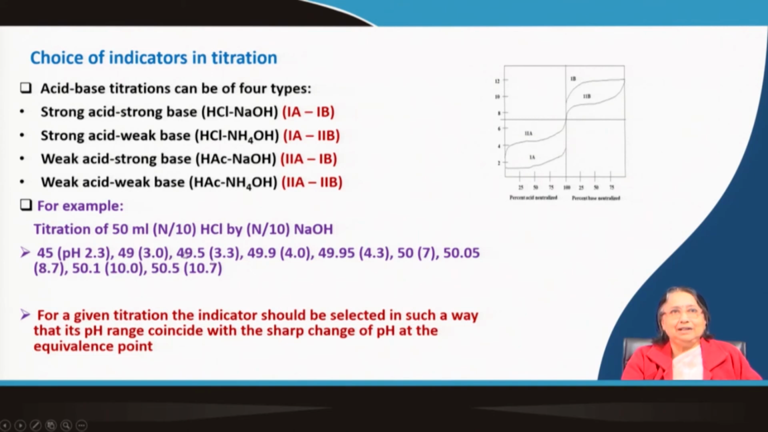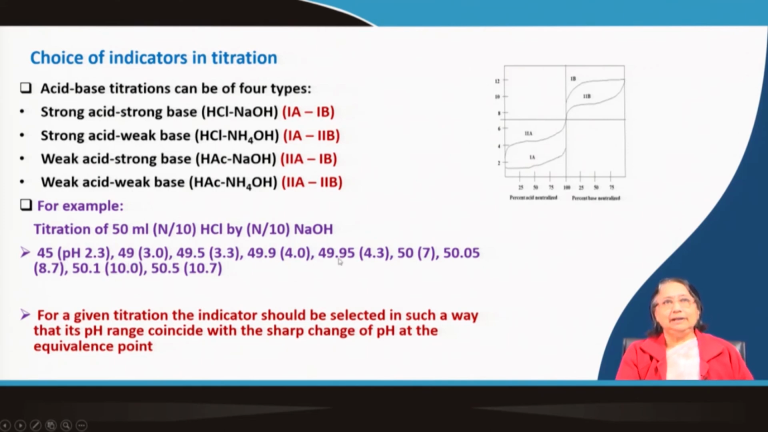Then you have added 49.5 milliliter, then pH will be like this. You have added 49.9 milliliter, pH will be like this. Then 49.95 milliliter, okay, pH will be like this. Then 50 milliliter, so it is neutralized, totally neutralized. So, it will be pH 7, and then you have added some extra drops, okay, then pH will be like this. Then another drop, then it will be like this.